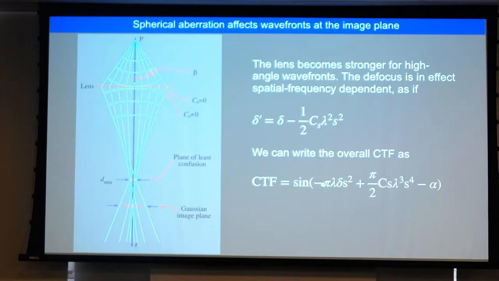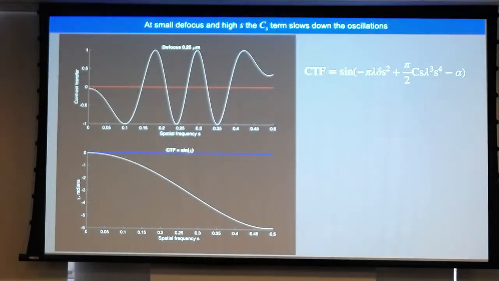Here is the interference of the electron waves below or above the specimen. Here is the spherical aberration term. And then there's this little bit more from amplitude contrast. So this is what a real CTF function begins to look like. First, there's a little bit of contrast at zero spatial frequency, and that comes from alpha. Then we get our oscillations, and then this spherical aberration term starts to kick in, and the oscillations stop. In fact, the oscillations are going to stop and then start going in the opposite direction.